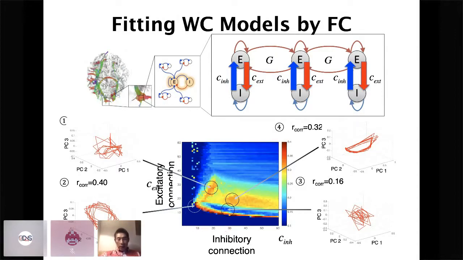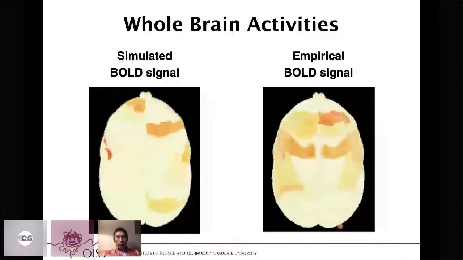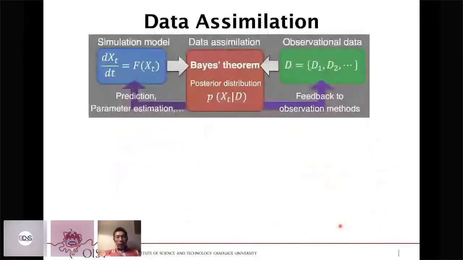By setting some of the parameters, the functional connectivity produced by the model has a high correlation with the functional connectivity produced from the functional MRI measurements. That is what we could show from this optimization. And we can also visualize the dynamic activities from the simulated model and the observed BOLD signal.